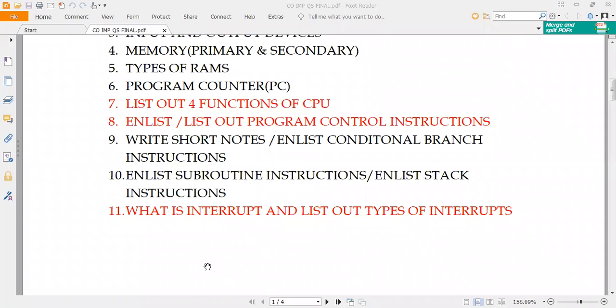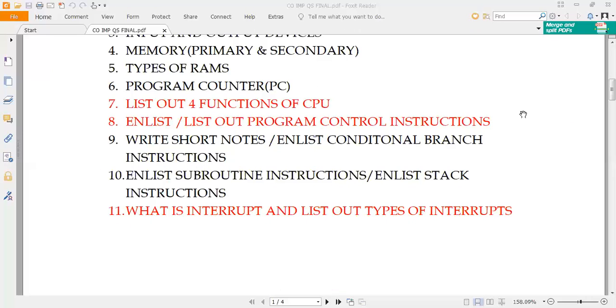Fine. And what is an interrupt, and list out different types of interrupts. Tell me what are the different types of interrupts? Internal interrupts, external interrupts, and software interrupts. So these are the 3 types of interrupts we have: internal, external, and the software interrupts.